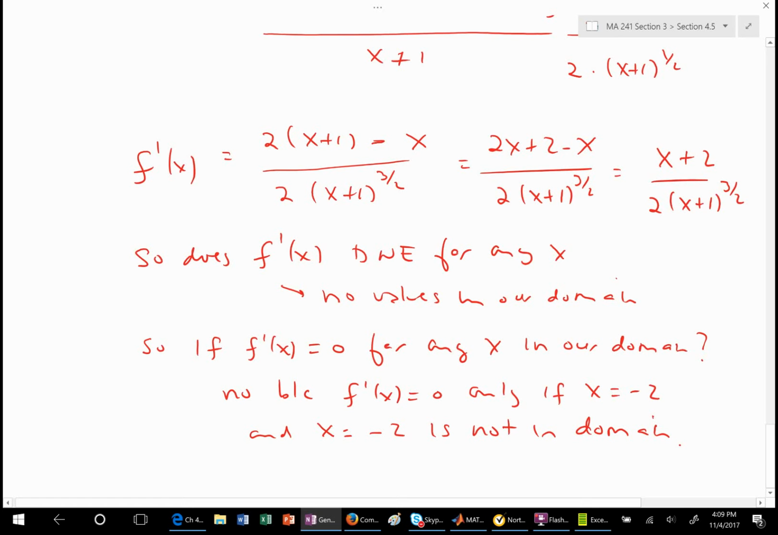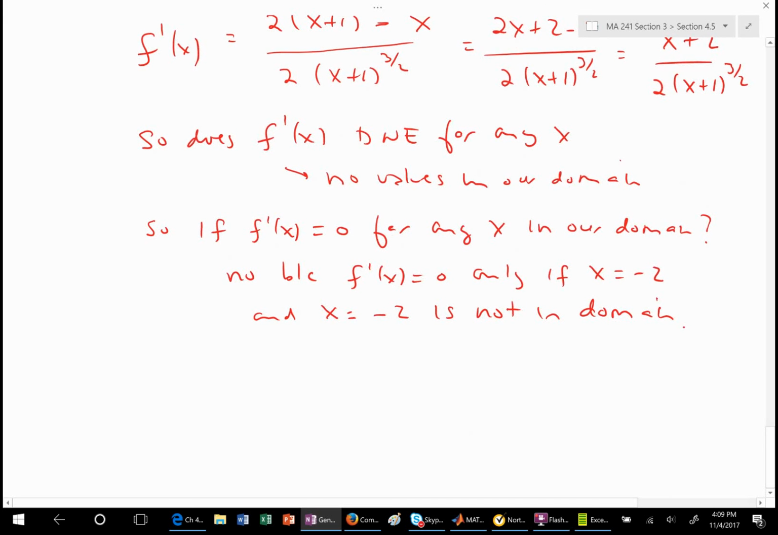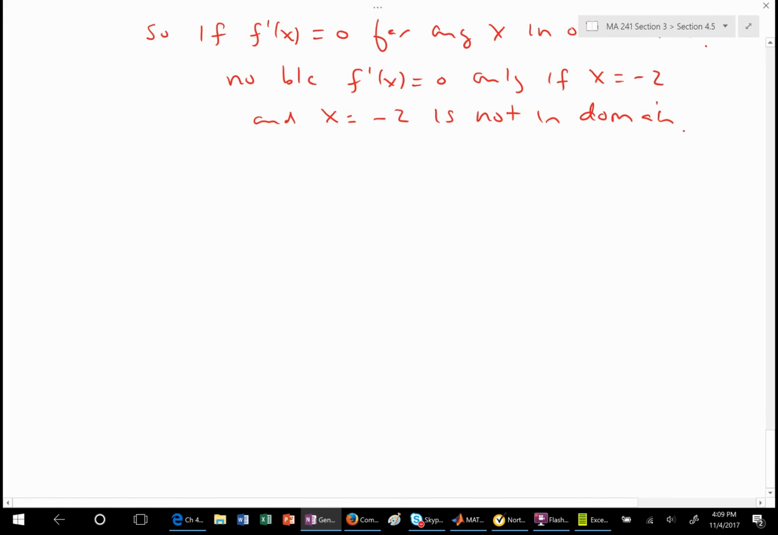Okay? So we don't have any critical numbers. There are no local maxes and no local mins. And I can look and see if there are any inflection points now, okay? And there probably is going to be an inflection point. So at this point we have no critical numbers.